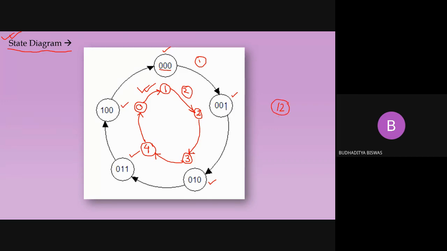This is called a state. S-T-A-T-E. State should be shown like this. It should be inside a circle. A number, that is the state number, should be inside a circle. Then only it will become a state. Got this one? What is called the state diagram?